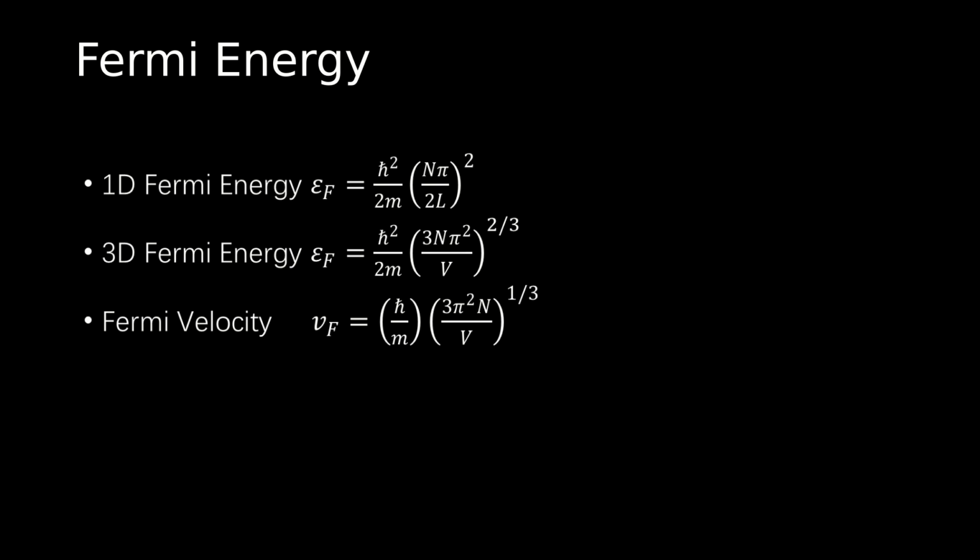And also the Fermi energy here represents the energy state of the outermost electrons that bond to a nucleus. And here the third equation represents the Fermi velocity. It is directly related to the Fermi energy, or you can say it's the speed of the electrons at the Fermi energy level.